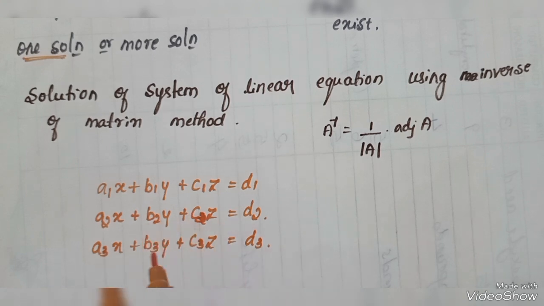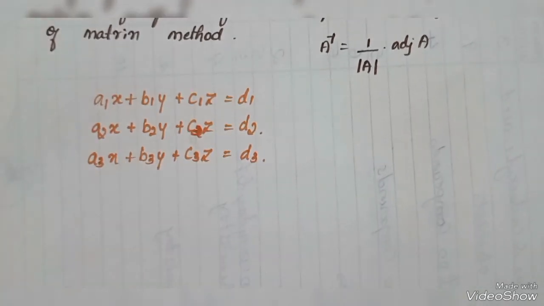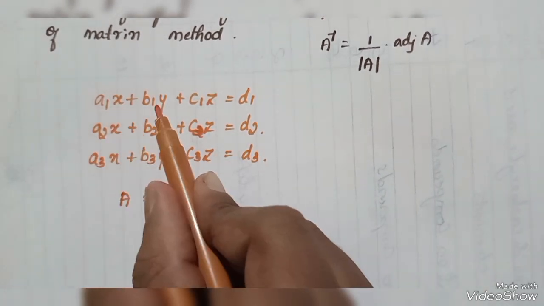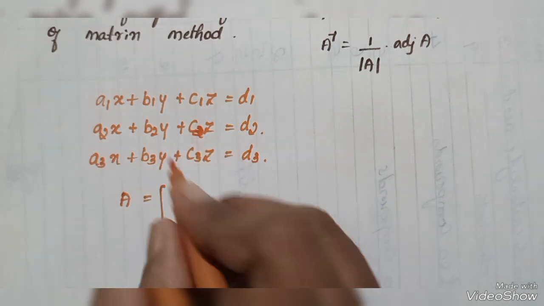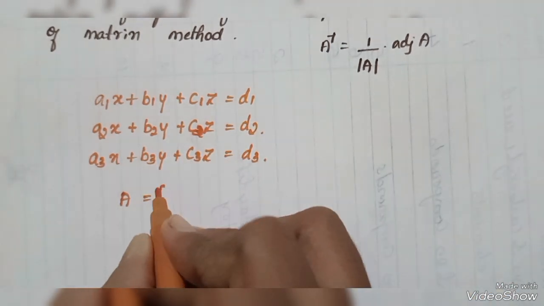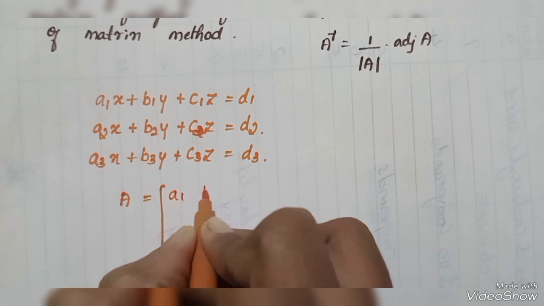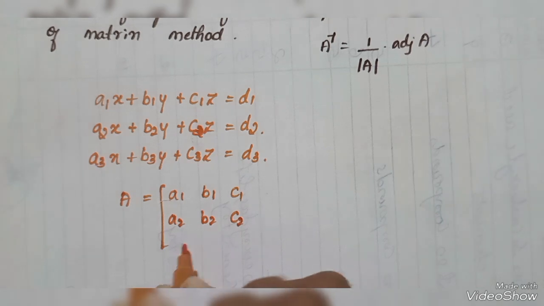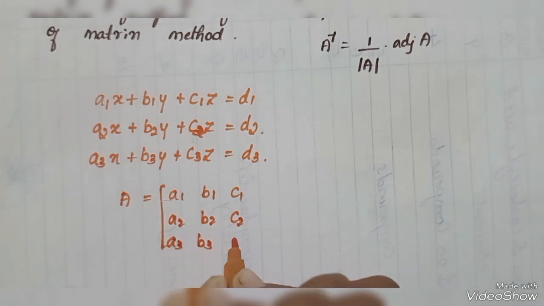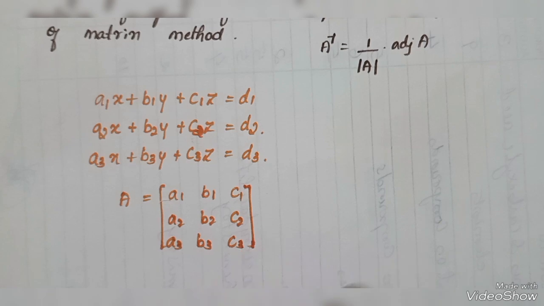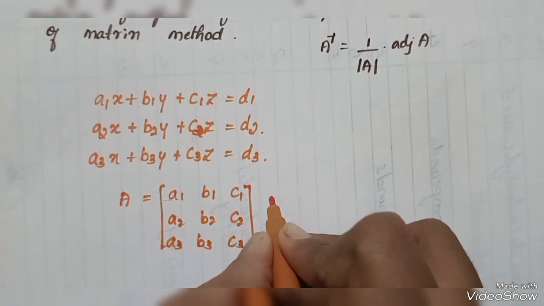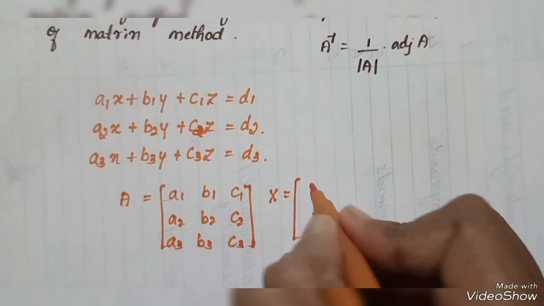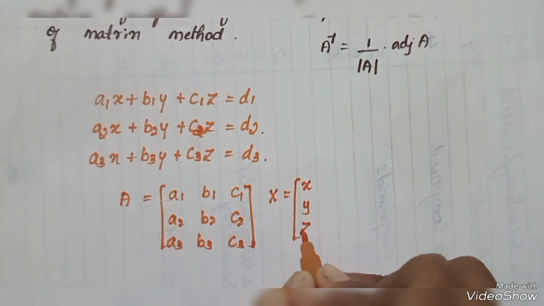Then the system of equations can be written in matrix form. Here x, y, z are the variables. I have taken only the coefficients: a1 b1 c1, a2 b2 c2, a3 b3 c3. This is the matrix A, and there is another matrix X containing the variables x, y, z.